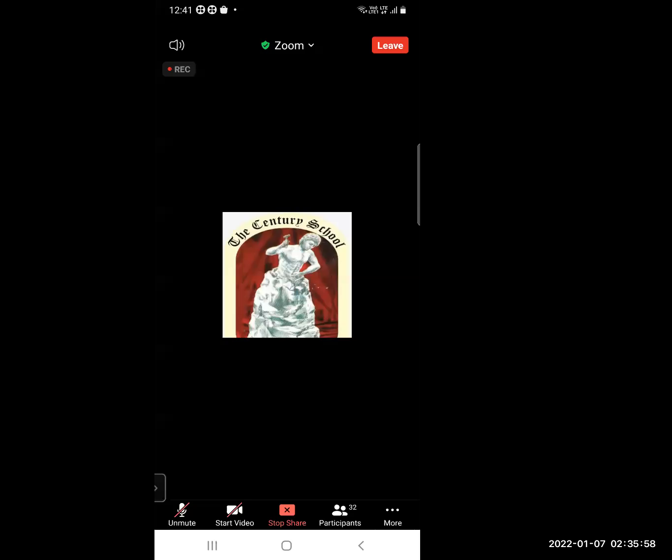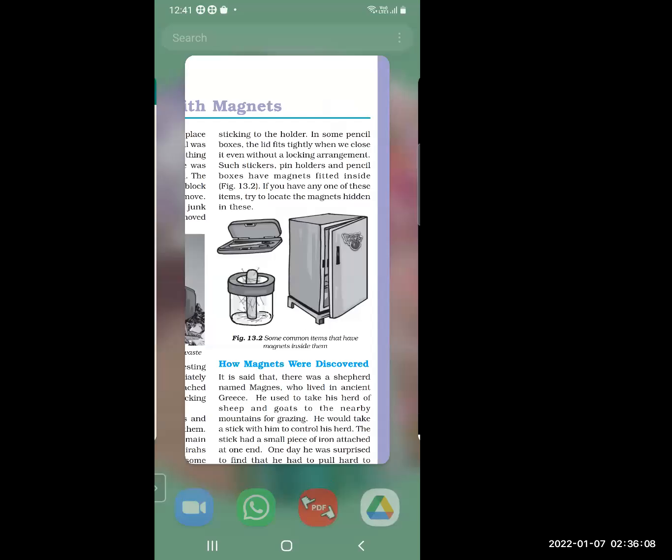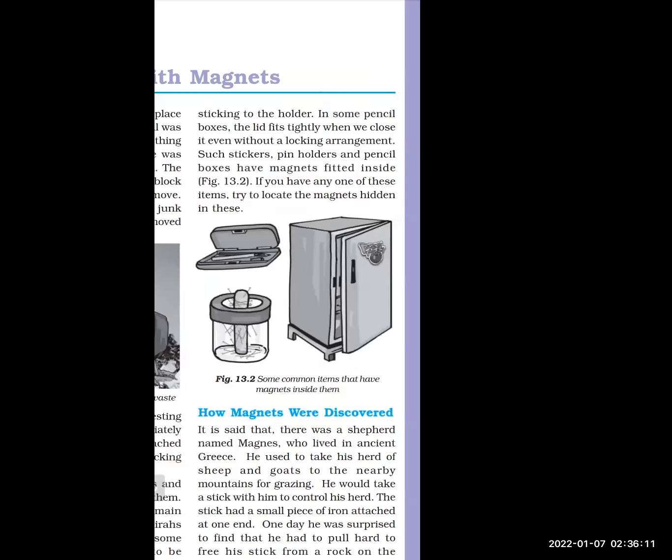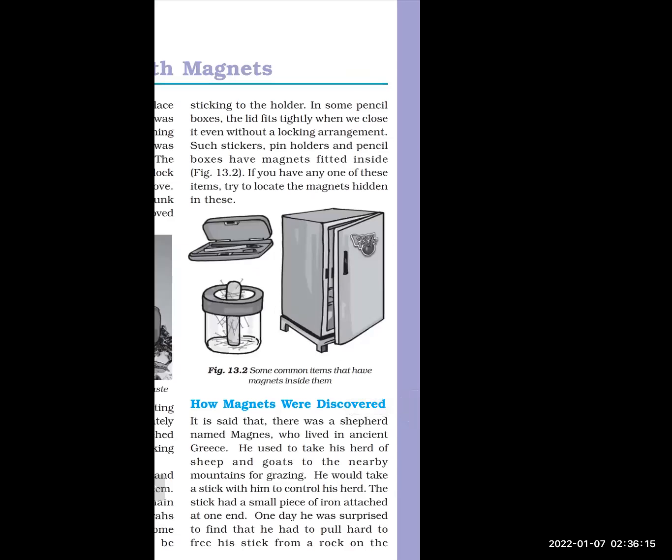The types of magnets and how magnets were discovered. So what are the types of magnet? Natural magnet, and second is artificial magnet. So what do you mean by natural magnet? The magnets which are available freely in nature are called natural magnets.